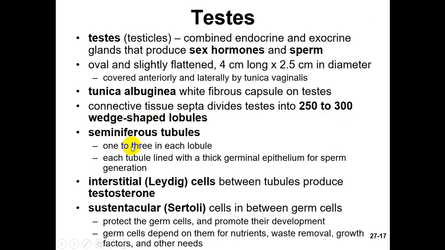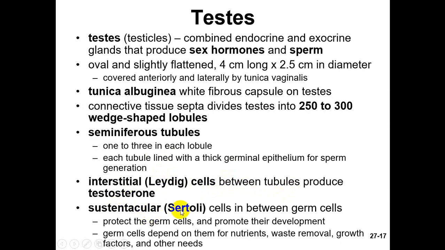Seminiferous tubules, 1 to 3 in each lobule. Each tubule is lined with a thick terminal epithelium for sperm generation. We will see this later. Leydig cells, which are also called interstitial cells, are located between the seminiferous tubules, and these Leydig cells produce testosterone.